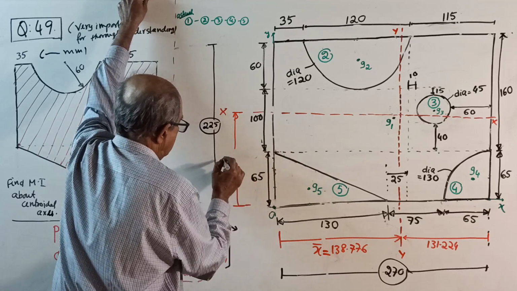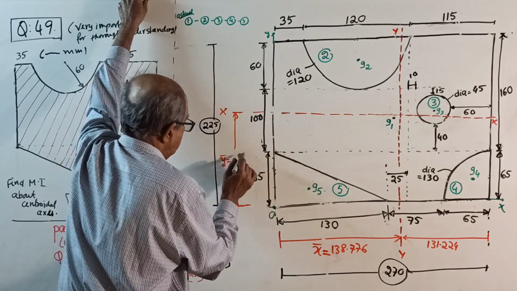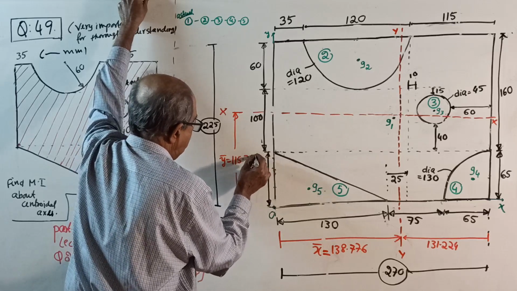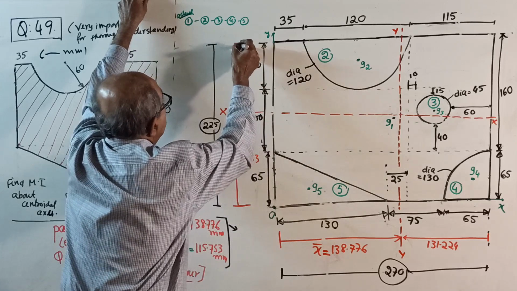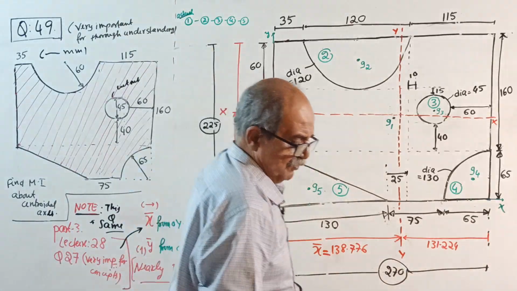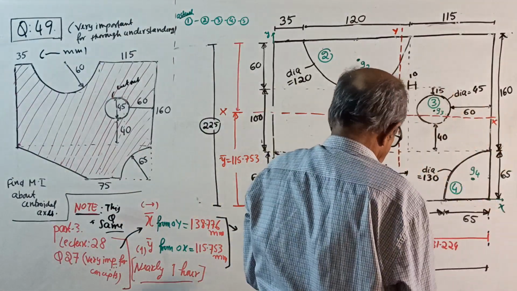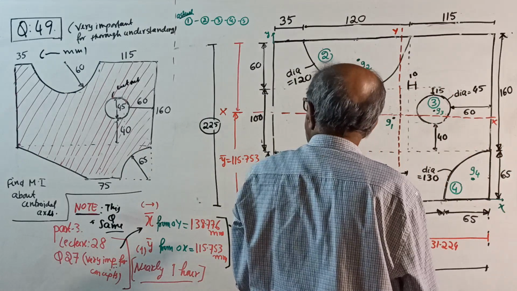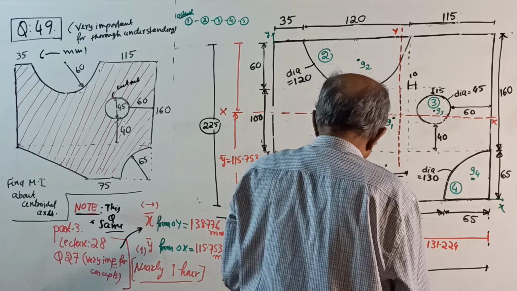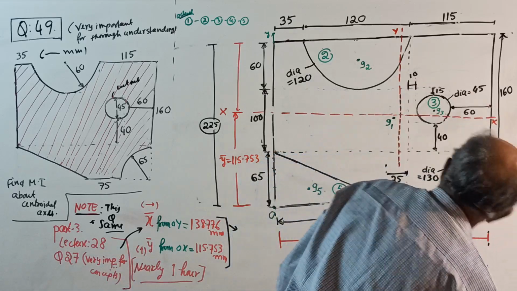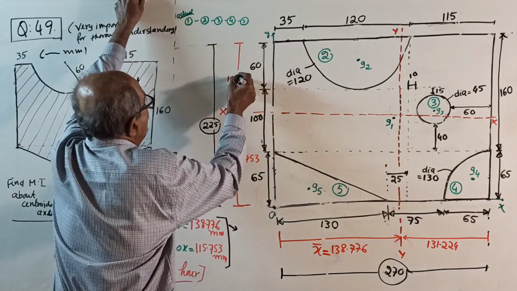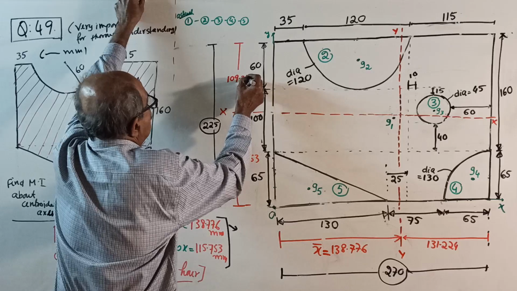Okay. Y bar equal to 115.753 millimeter. Then from top to here will be total 225 minus 115.753, which is 109.247. It is 109.247. I'll write in between because of space problem, 247.